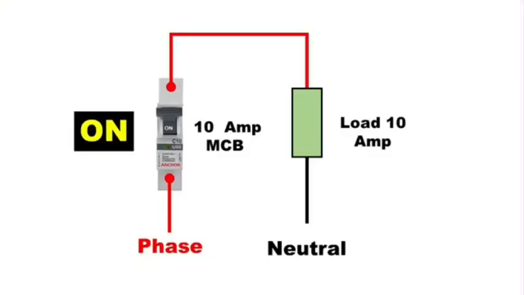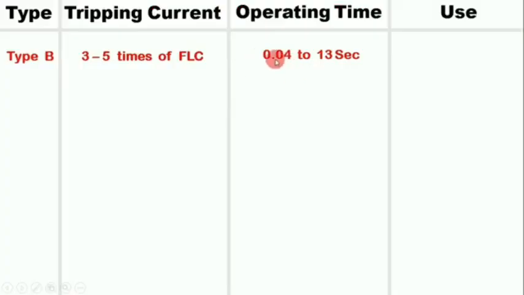This depends on the operating time. Here, the B-type MCB will trip in 0.04 to 13 seconds. This means if you have a 10 ampere B-type MCB and 3 to 5 times current flows, that is, if 30 ampere current starts flowing through it, then the MCB will trip by taking 0.04 to 13 seconds. It means minimum 0.04 seconds, or maximum 13 seconds, it may take to trip the MCB.